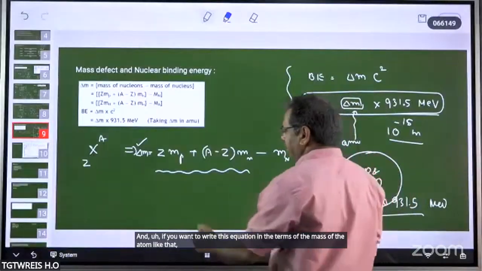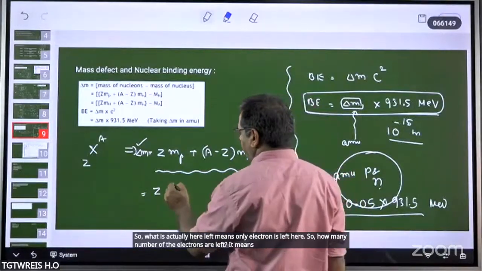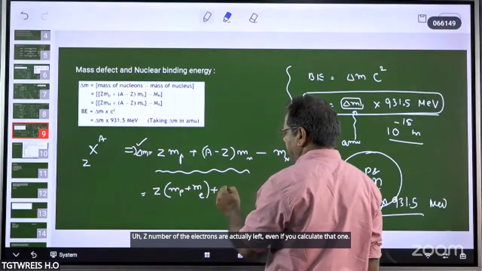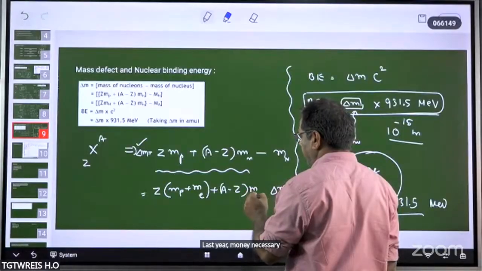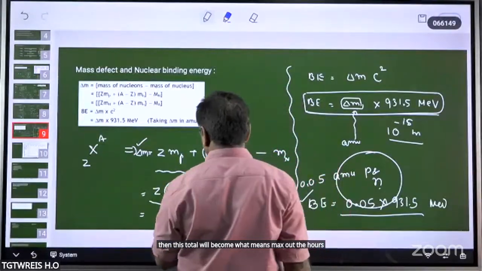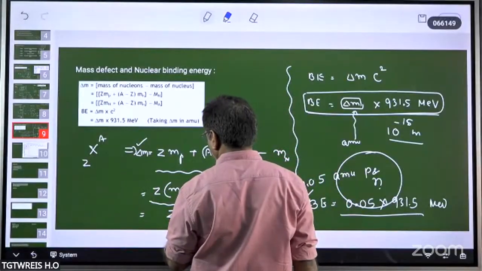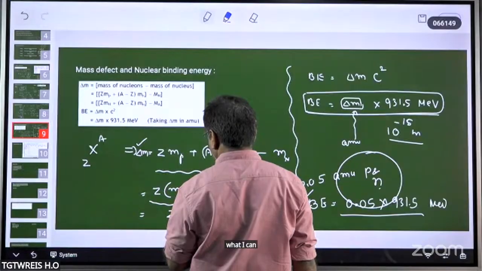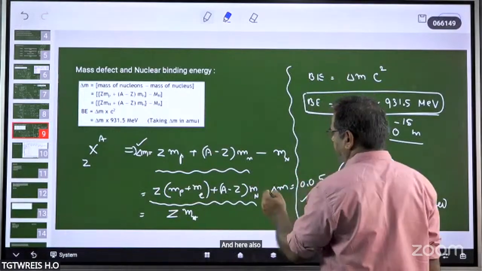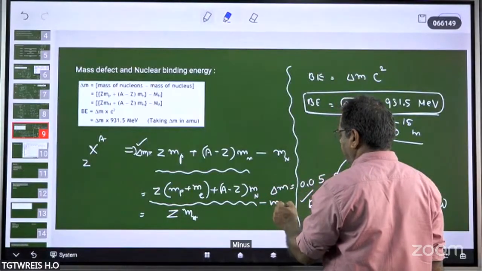And if you want to write this equation in terms of the mass of the atom, what is left here is only the electrons. How many electrons are left? You already know Z number of electrons are left. If you calculate that plus A minus Z into Mn, then this total becomes the mass of the atom itself. Z into the mass of one hydrogen atom, and here also the mass of the nucleus. Here I added ZMe, so I should subtract it: M nucleus plus ZMe.